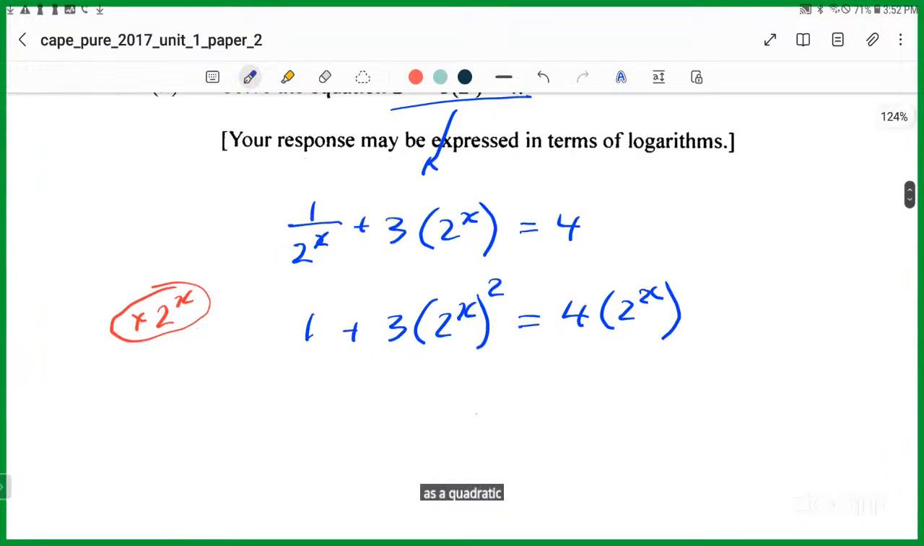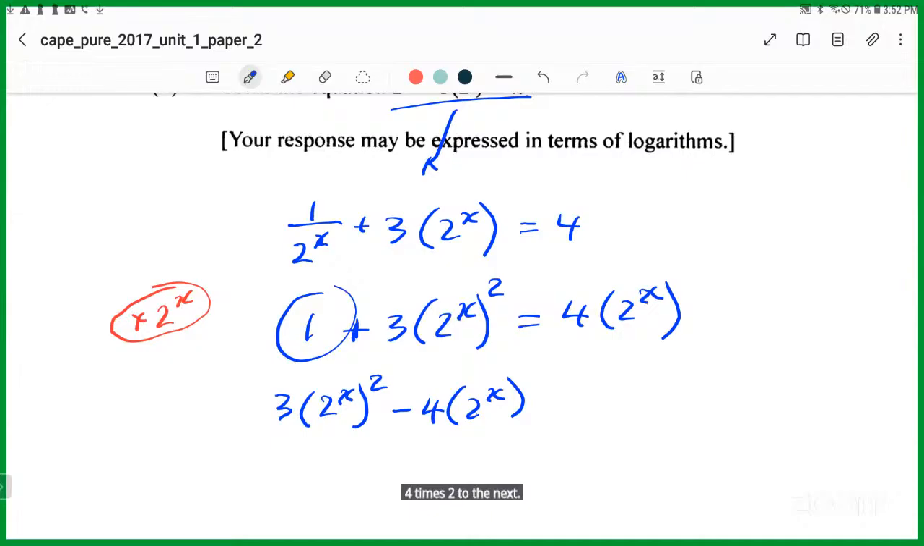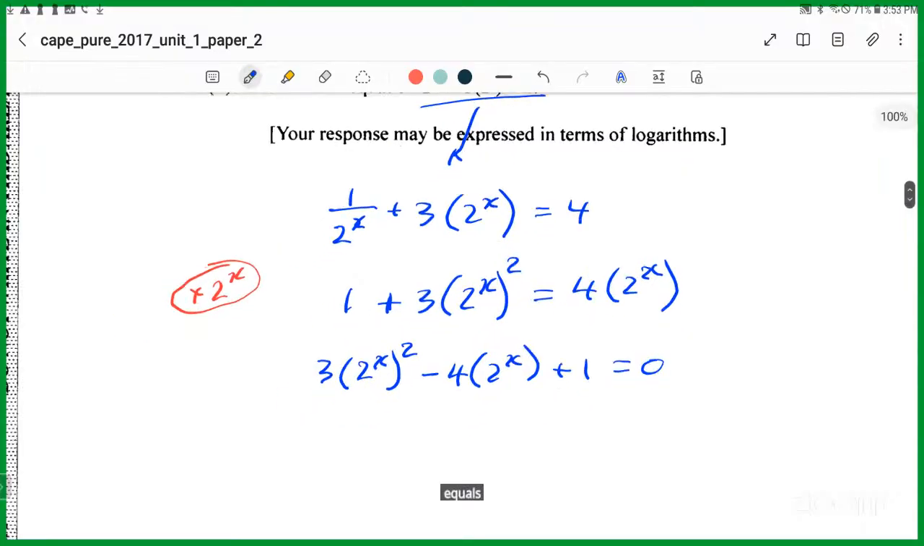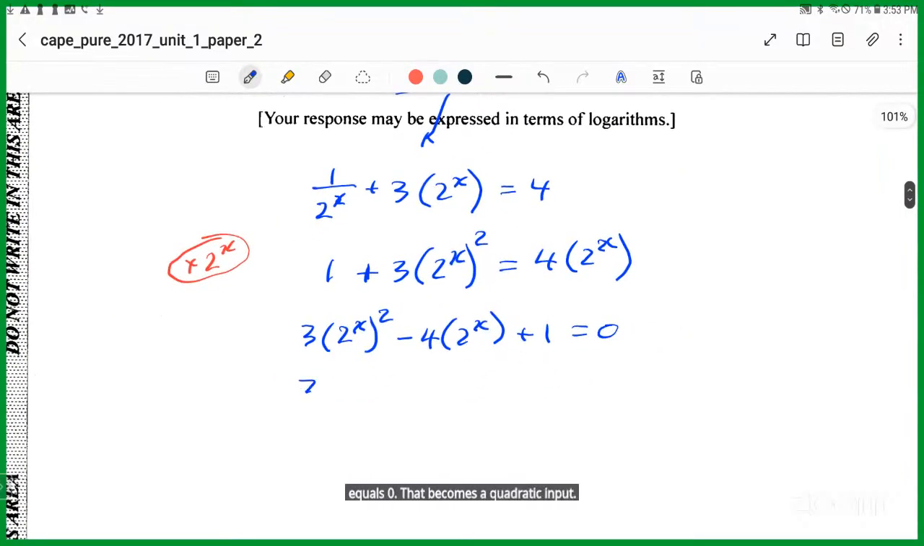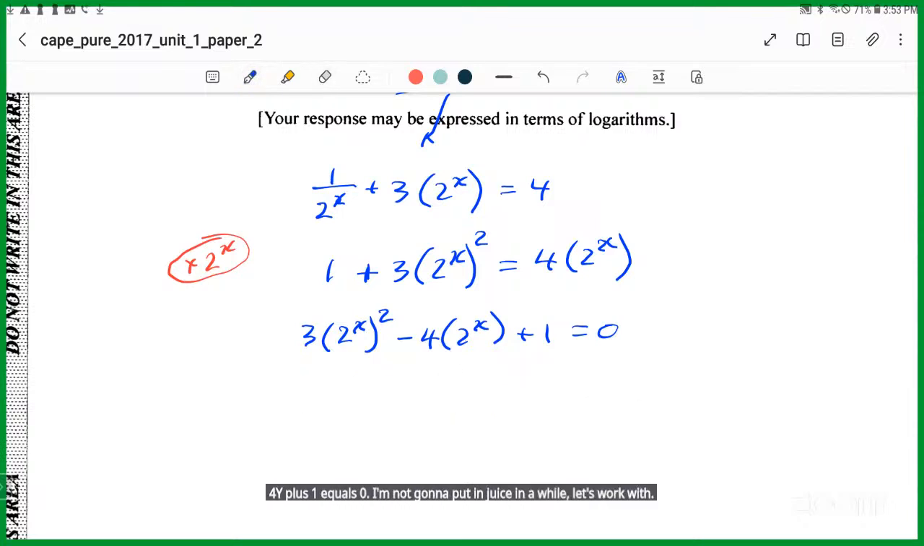Let's set it out. So put this as the first term, the squared term is 3 times 2 to the x squared, bring this over as a minus 4 times 2 to the x plus this 1 equals 0. That becomes a quadratic in 2 to the x. It's like 3y squared minus 4y plus 1 equals 0. But I'm not going to introduce any y. Let's work with 2 to the x.